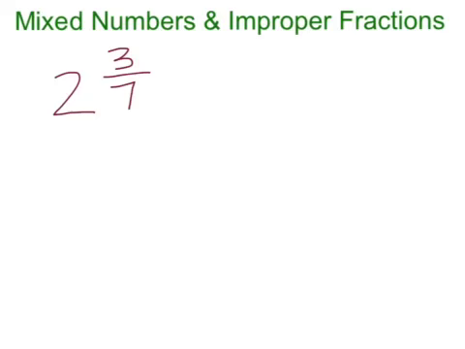Every mixed number has an equivalent improper fraction that goes along with it. In order to figure out what this improper fraction is, here is the process. You are simply going to take your denominator and multiply it by the whole number, and then you're going to take that answer and add the numerator to it. This is what it will look like.